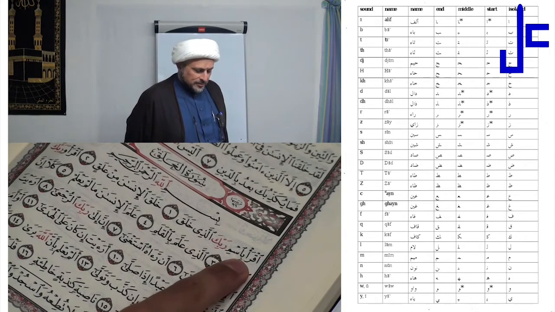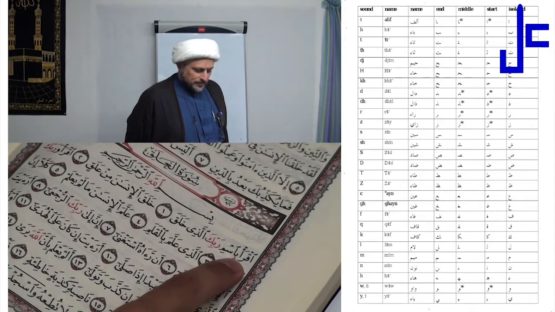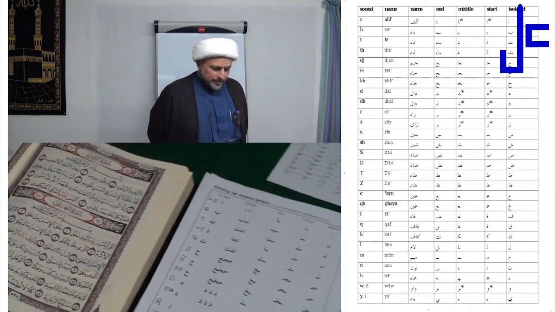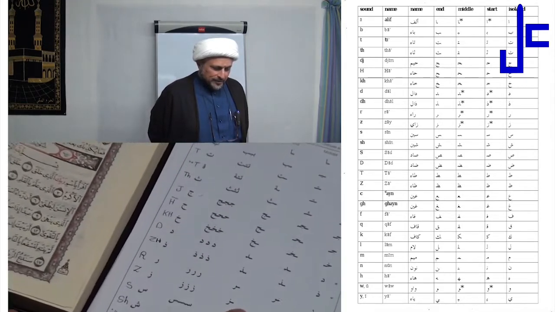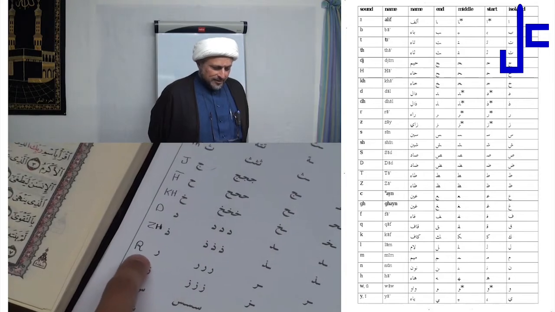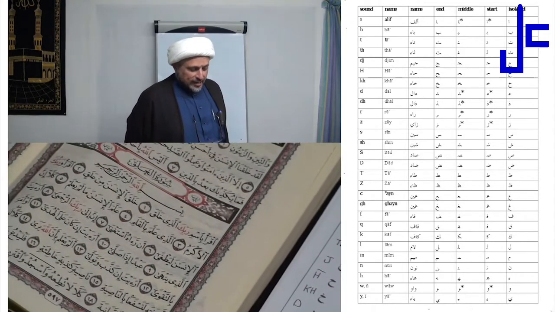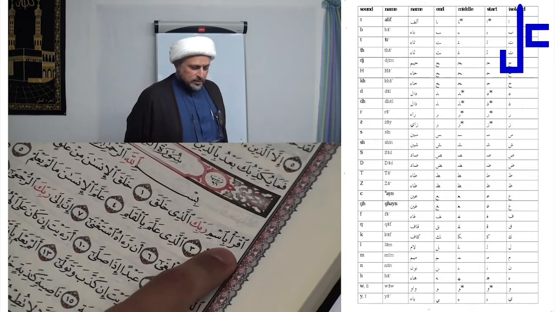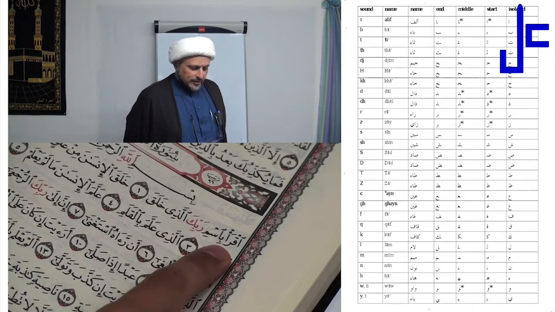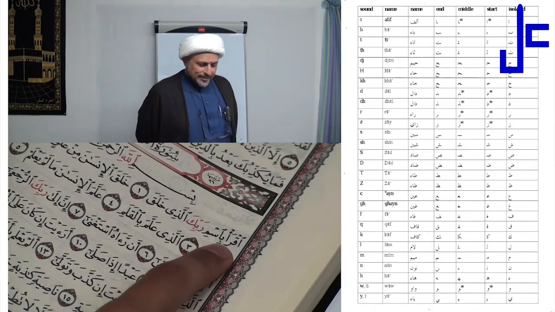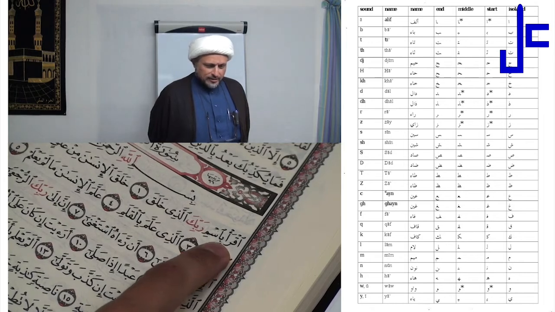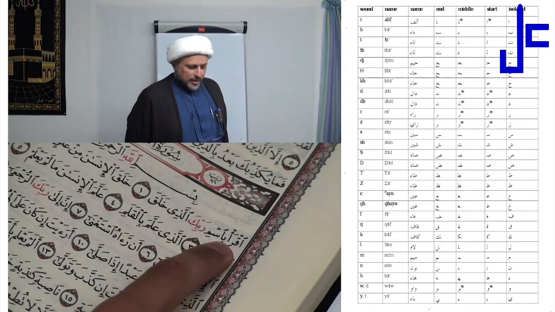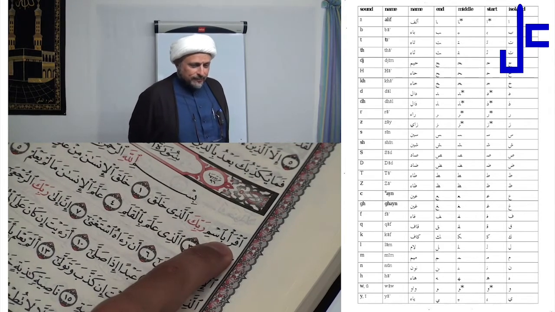Za. Nay. Dal. No. Look into your paper. Ra. Yes. And what sign is on Ra? Fatha. Yes. So how will it be? Iqra. But it's not Iqra. There is something at the end of Ra. Alif. Yes. And is it a consonant or a vowel?